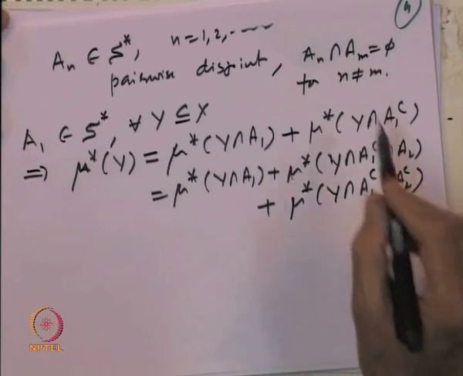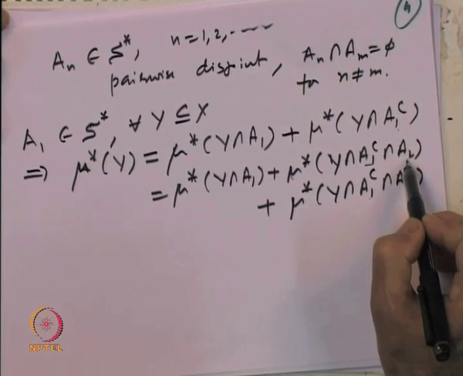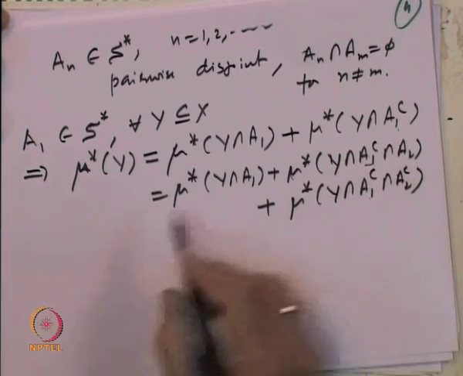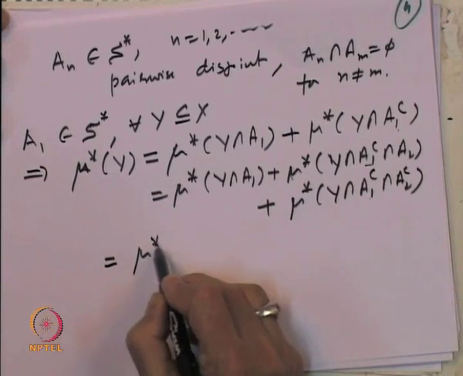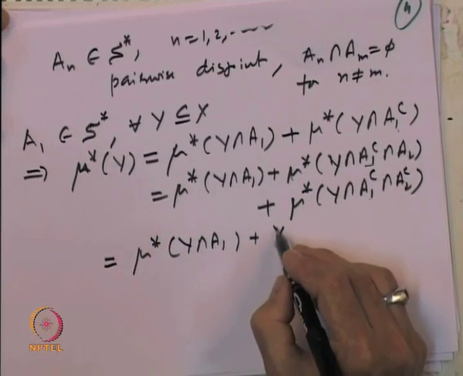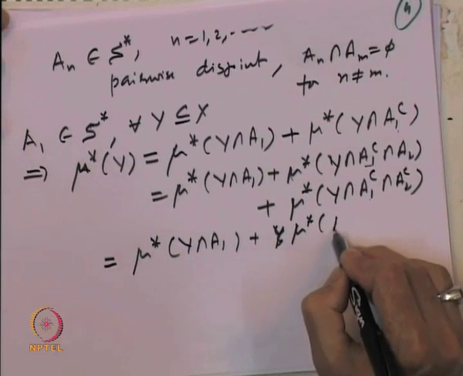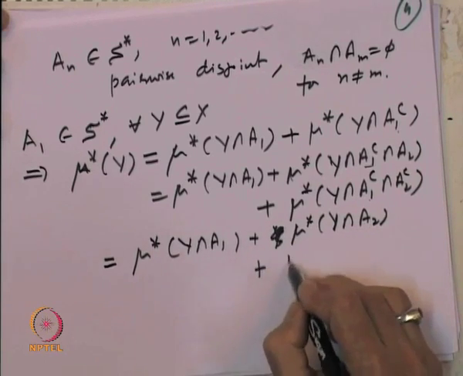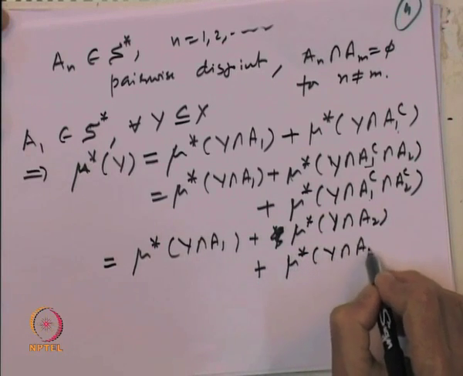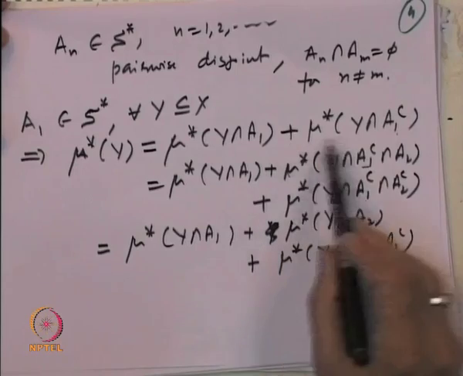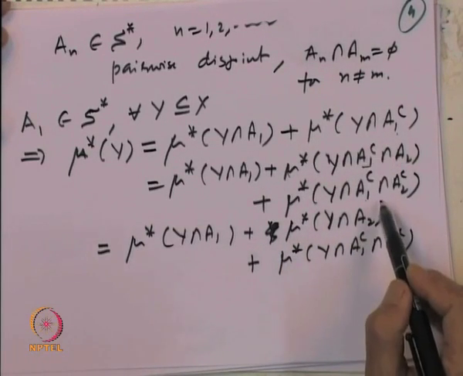And now, observe that A 1 and A 2 are disjoint. So, A 2 will be a subset of A 1 complement. So, this set is nothing but y intersection A 2. So, I get this is the same as mu star of y intersection A 1, the second term is mu star of y intersection A 2, and the third term as it is, mu star of y intersection A 1 complement intersection A 2 complement. So, in the first step we use A 1 is measurable, in the second we use A 2 is measurable, and we use that A 1 and A 2 are disjoint.